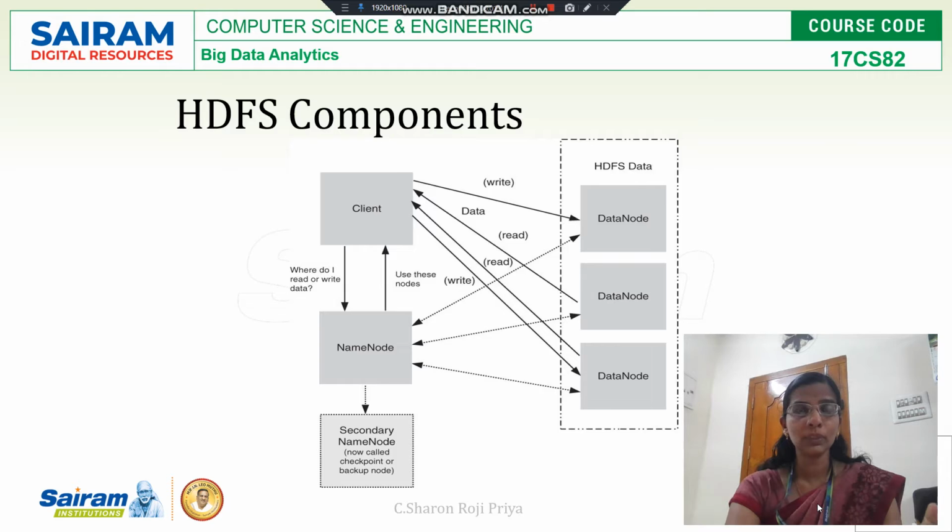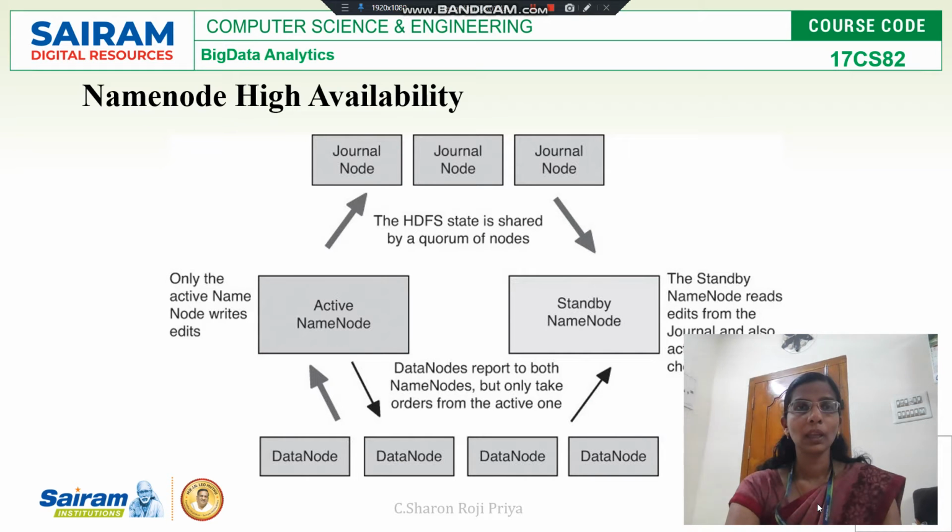To overcome this, I have added extra power supply and extra storage for this name node. Even then, we have seen name node failure, and if the name node fails, the entire cluster will fail. So we have come to this configuration known as name node high availability. In name node high availability, I have more than one name node, and in this diagram they have given only two name nodes. There will be more than one name node.